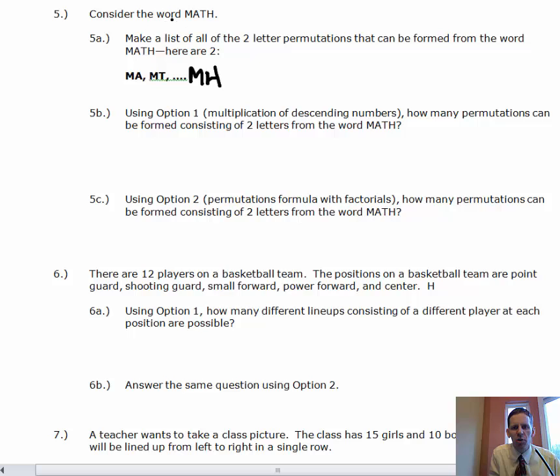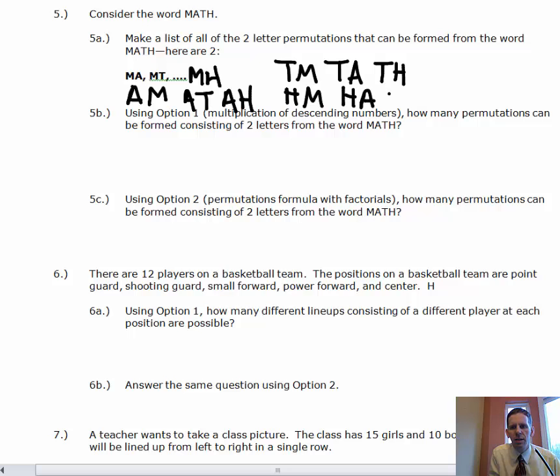And then starting with each other letter here, starting with the letter A, you can make 3 words out of the A. You can make AM, AT, and AH. Using the letter T, you could do TM, TA, and TH. And using the letter H, you could go HM, HA, and HT. And if you count up all these different possibilities, you've got 1, 2, 3, 4, 5, 6, 7, 8, 9, 10, 11, 12 possibilities altogether.